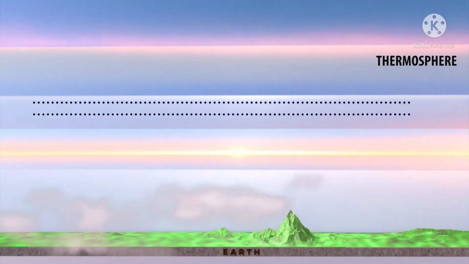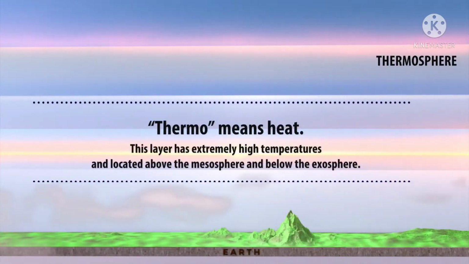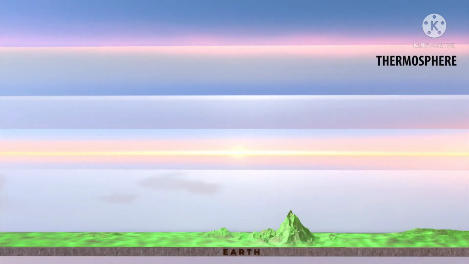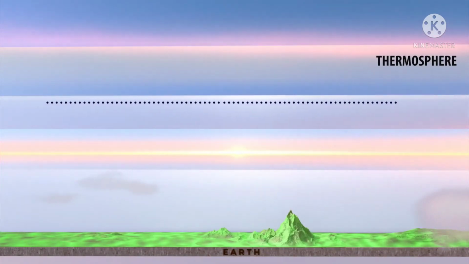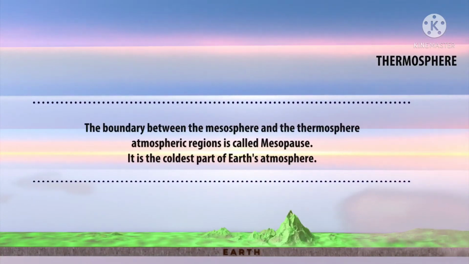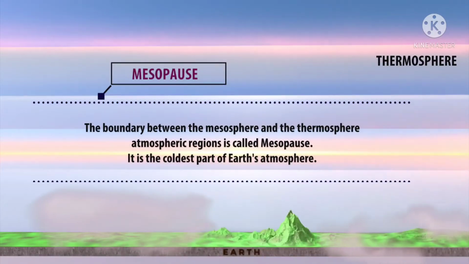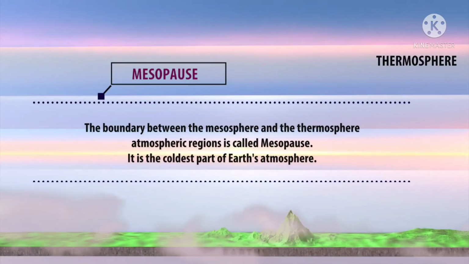Then move to the thermosphere. Thermo means heat. This layer has extremely high temperatures and is located above the mesosphere and below the exosphere. The boundary between the mesosphere and the thermosphere atmospheric region is called the mesopause. It is the coldest part of the Earth's atmosphere.